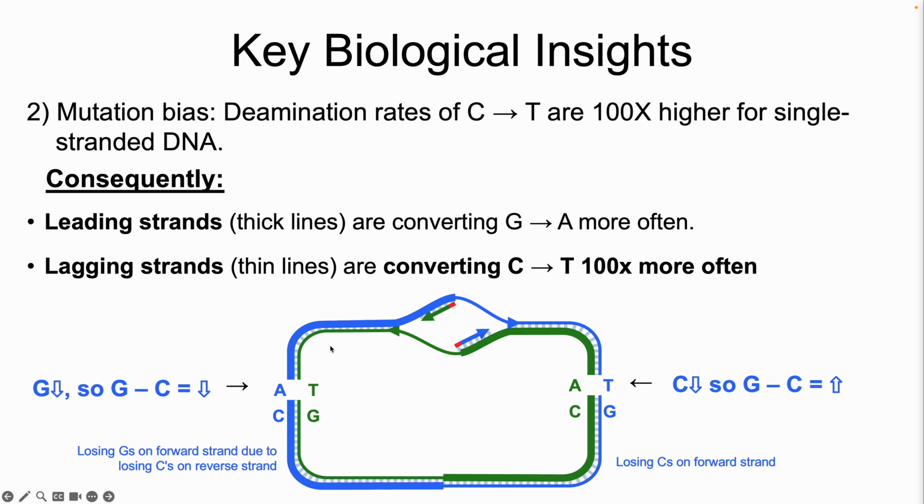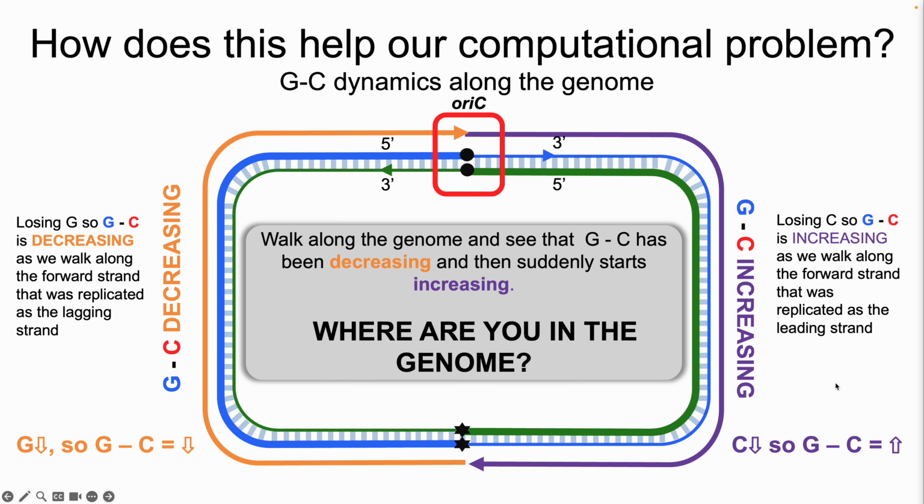And so what this means is, on this half of the genome, G's are going down. If we looked at the difference between the number of G's and the number of C's, that number is decreasing. And over on this side of the genome, that number is increasing. So if we're scanning along this genome and counting the difference between the number of G's and C's, we should see it increasing along this way, and then we'll get to a point where there'll be a deflection and it'll start going down.